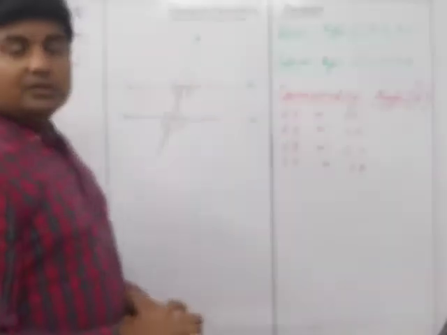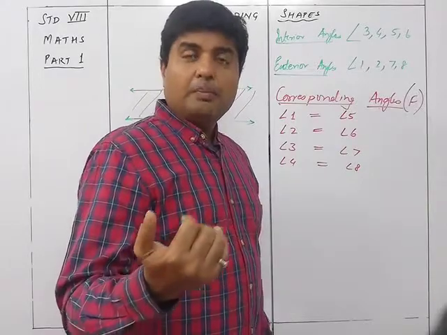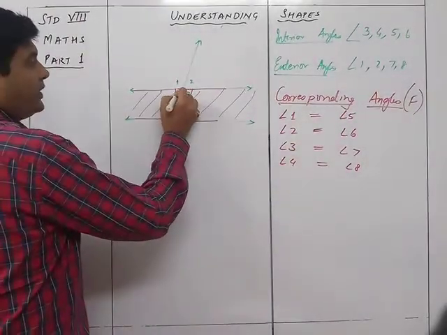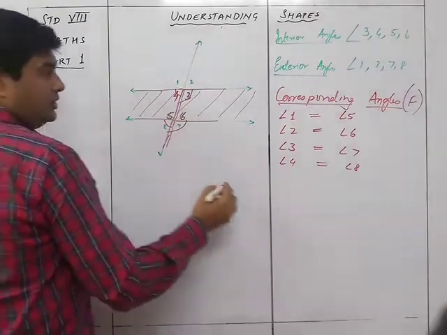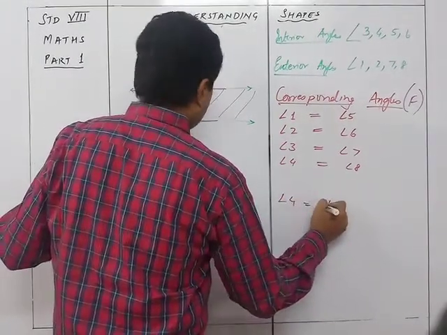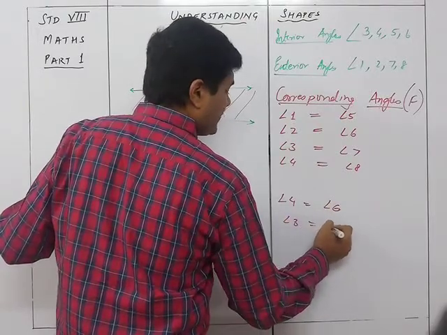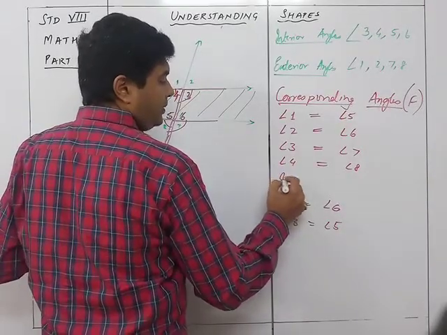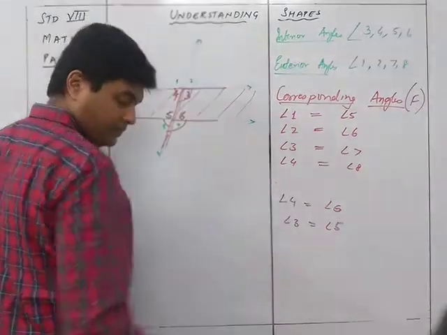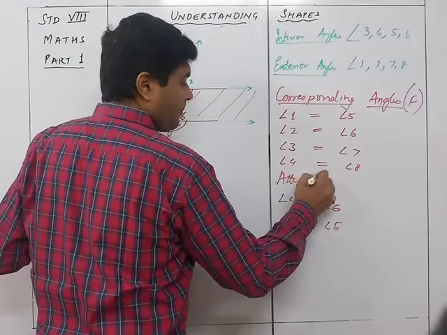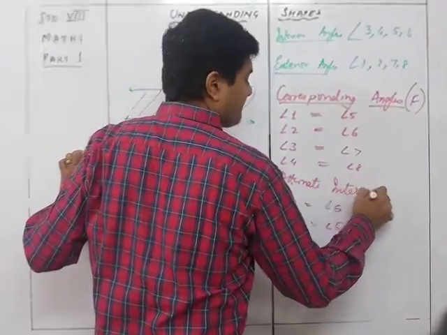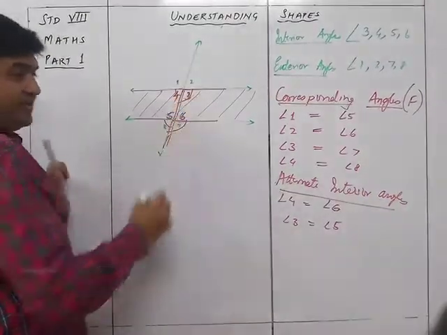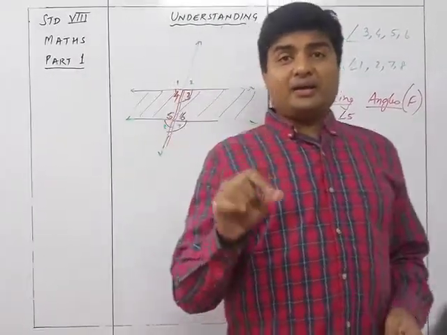The next one are the interior angles, but they are alternate, that is, one is on the left hand side and the other on the right hand side. So we are going to see 4 and 6, 3 and 5. Angle 4 is equal to angle 6 and angle 3 is equal to angle 5. These are called alternate interior angles, that is 4 and 6 and 3 and 5. That is the relationship between the interior angles, but alternate ones.